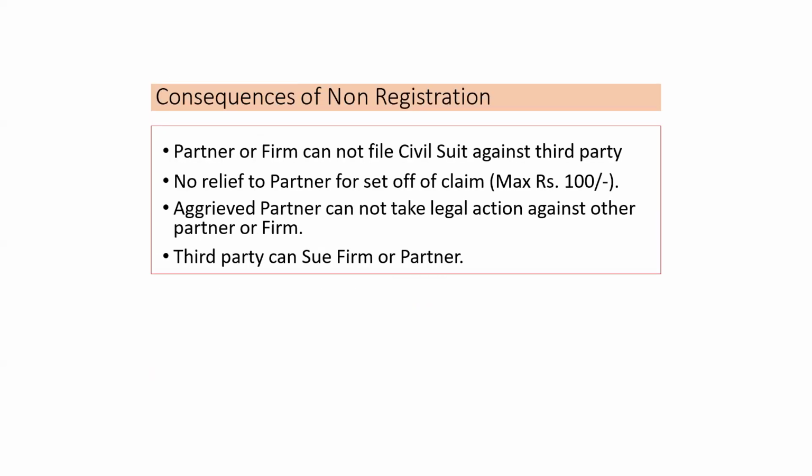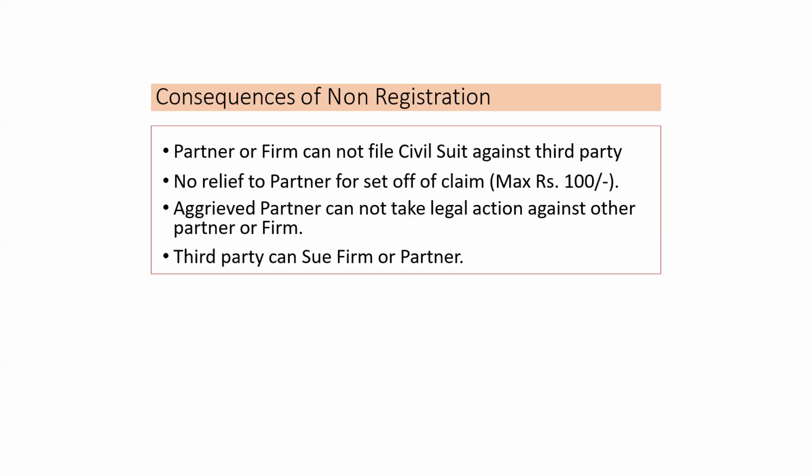Consequences of non-registration. Because it is voluntary. Registration is voluntary. So it says that a partner or firm cannot file a civil suit against a third party. So if you are not a registered partnership, then you cannot file a suit against the third party in civil court. Then no relief to partner for set off of claim. Okay? Maximum 100 rupees set off is allowed. And an aggrieved partner cannot take legal action against other partners of the firm because your existence is not proved.